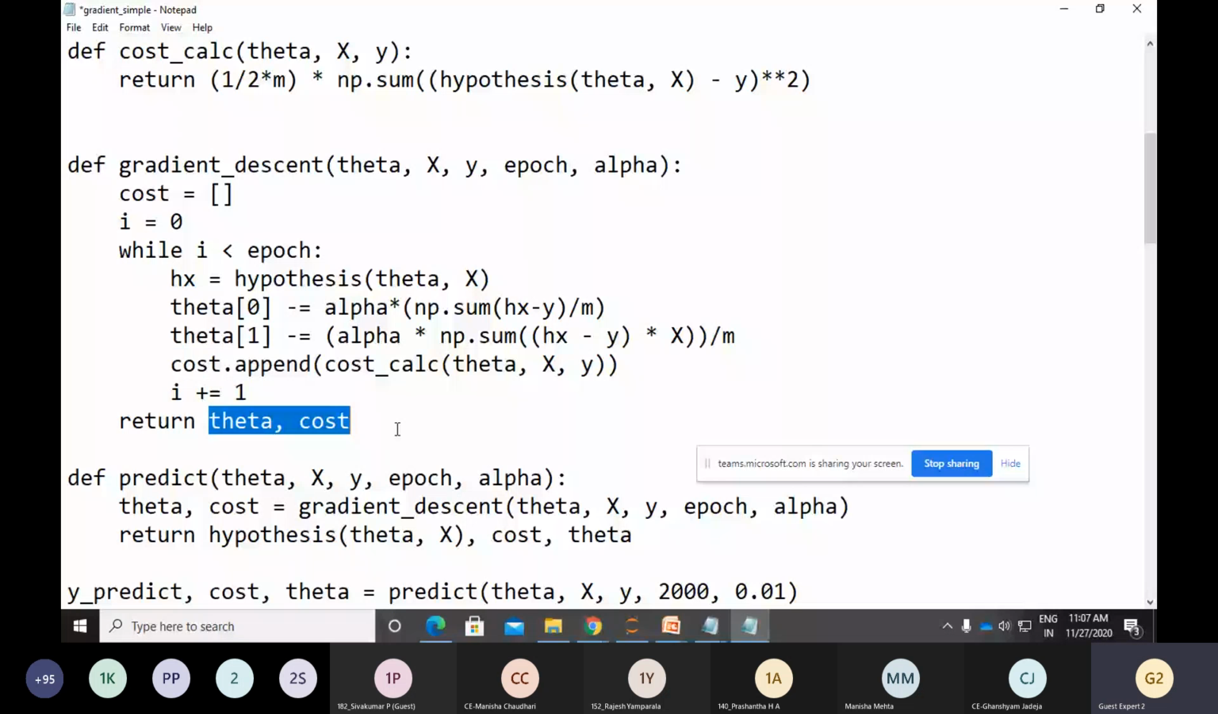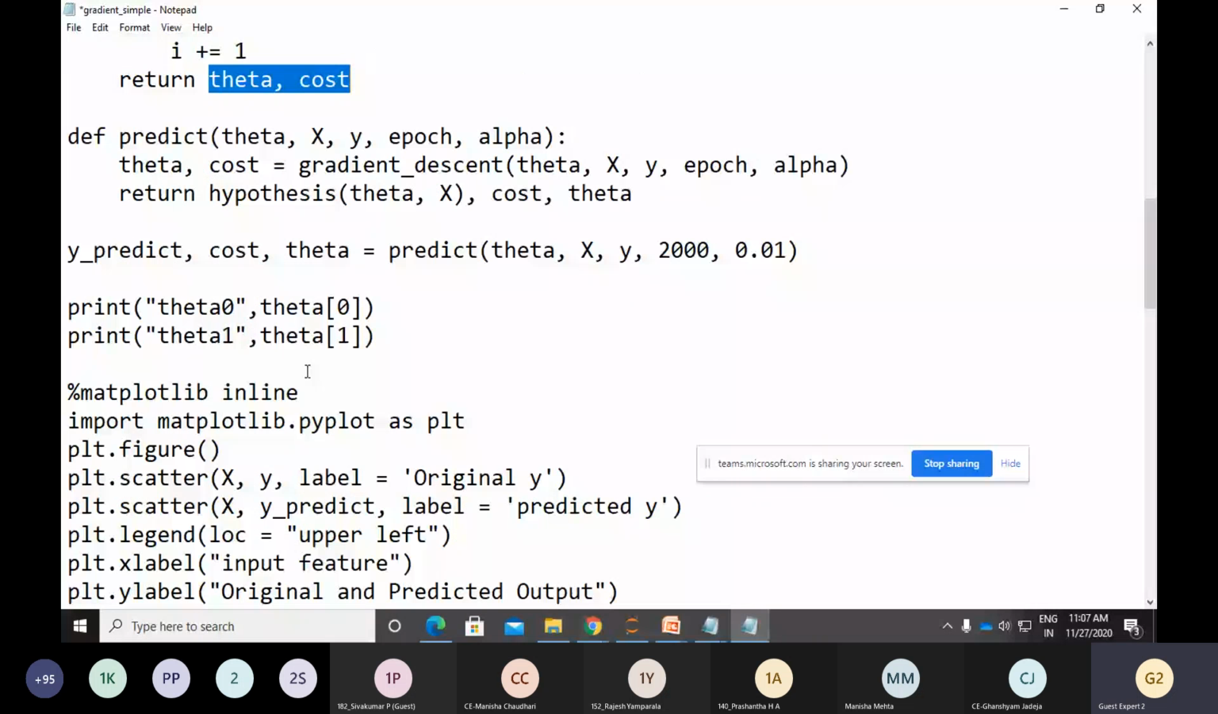Now the predict function accepts the value of theta, your data set x and y, the number of iterations you want to run gradient descent for, and the value of the learning rate. This predict function will call the gradient descent function by passing the initial value of theta, x and y, the data set, the number of iterations, and the value of alpha, and it returns the predicted value, cost, and theta.